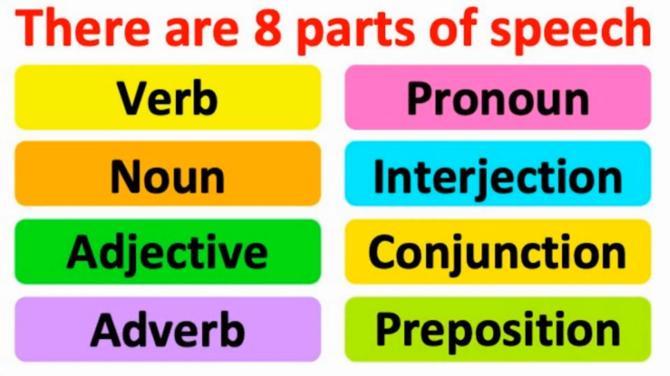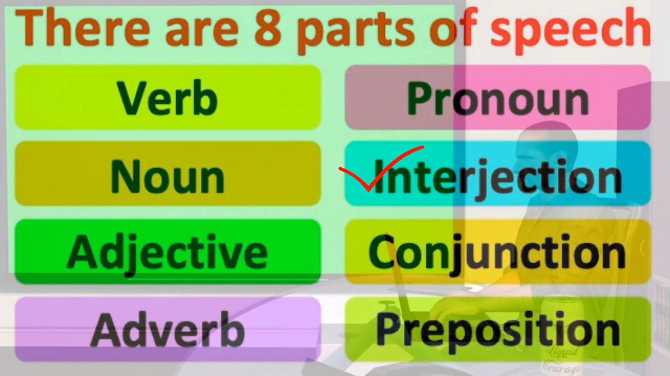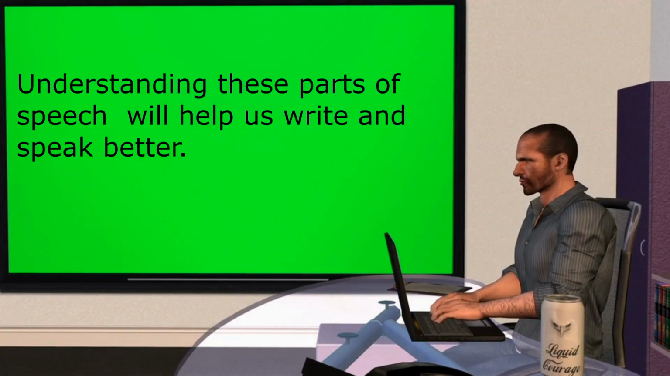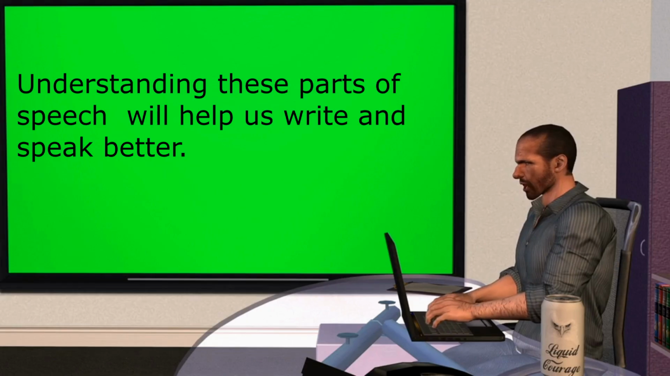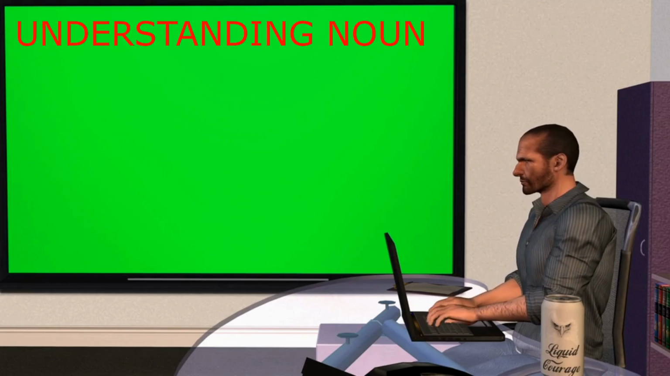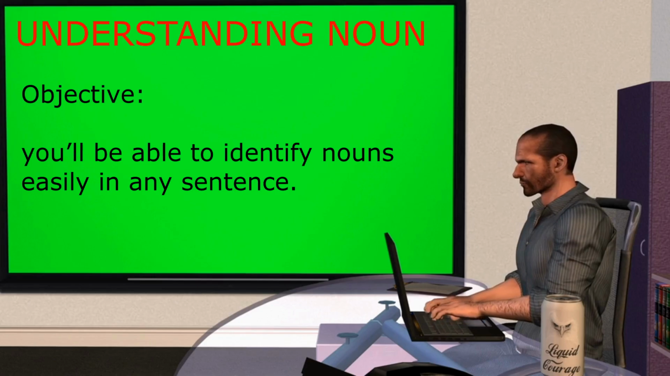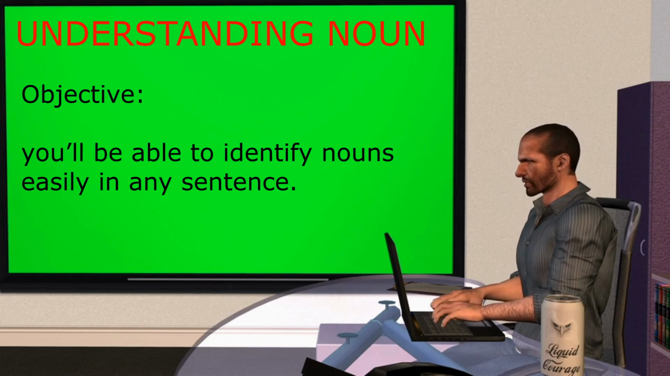There are 8 main parts of speech in English, and each one helps the sentence make sense. They are noun, pronoun, verb, adjective, adverb, preposition, conjunction, interjection. Understanding these parts of speech will help us write and speak better. Today, we're going to understand what a noun is. By the end of this lesson, you'll be able to identify nouns easily in any sentence.